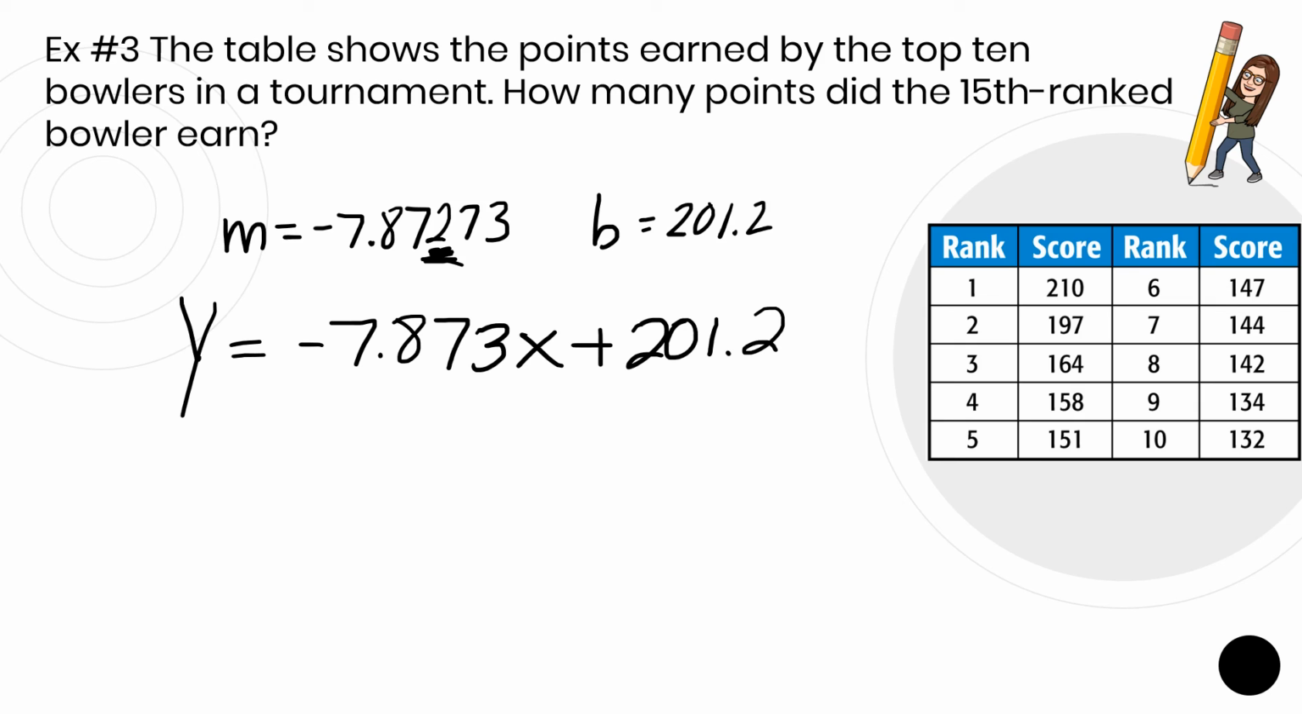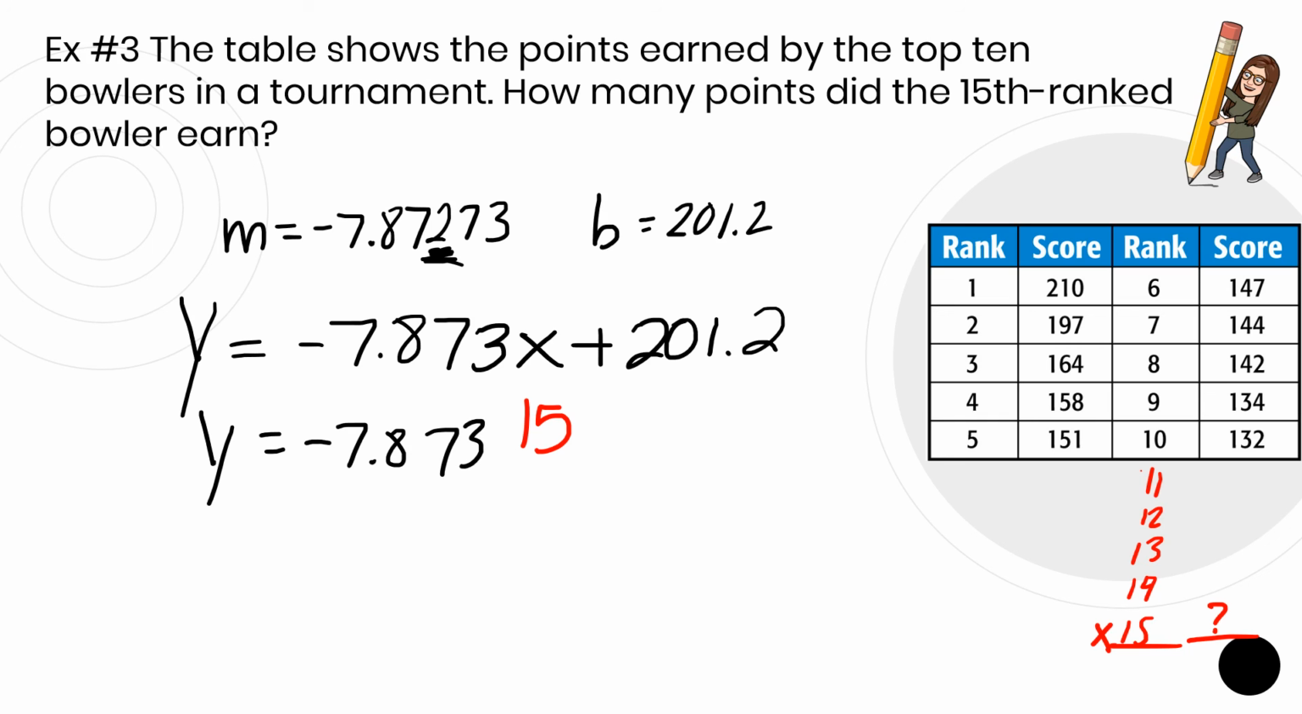This one has a question, just like our other word problems we were doing. How many points did the 15th ranked bowler earn? Meaning if I was to continue my table using this assumption of this regression line, what would the 15th bowler's number look like? Well, we put in the ranks as our x value. So instead of x, we're going to plug in 15. We're going to use all the values given. We're going to multiply that and add that. I'm replacing the x. So here's where you can see you definitely need a calculator, don't you?